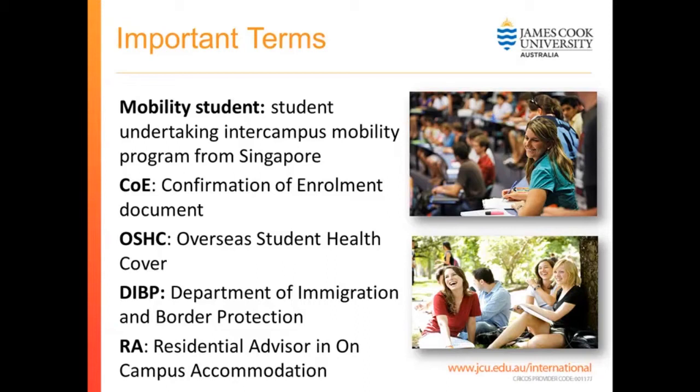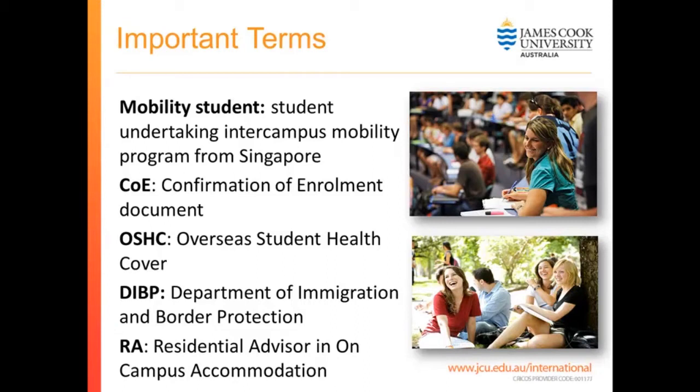OSHC is your Overseas Student Health Cover. It is a visa requirement that all international students studying on a student visa have OSHC for the entire duration of their student visa. The only exceptions to this are Norwegian and Belgian students who have a reciprocal healthcare agreement with the Australian government.